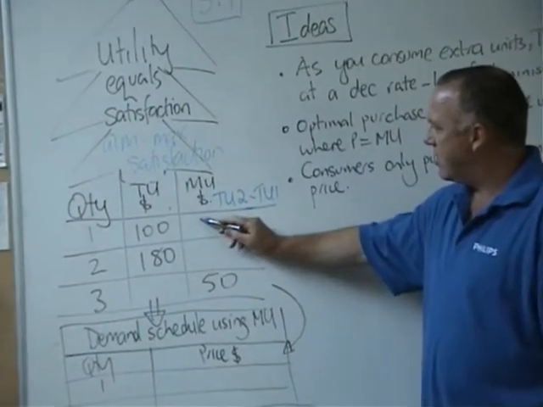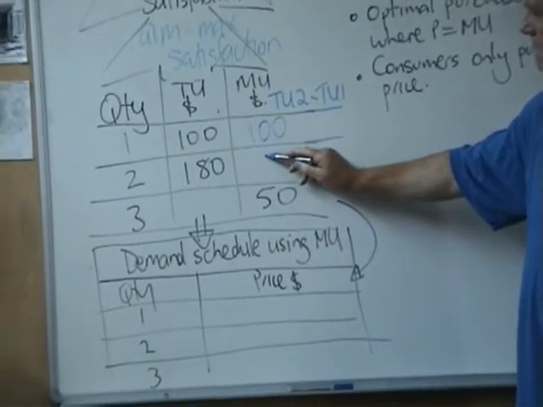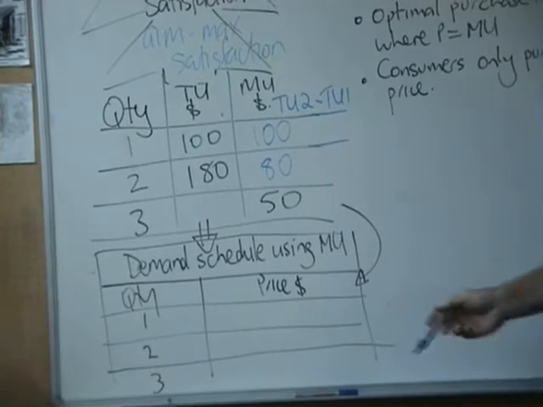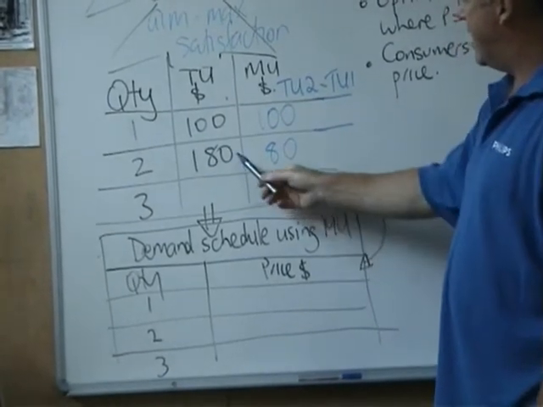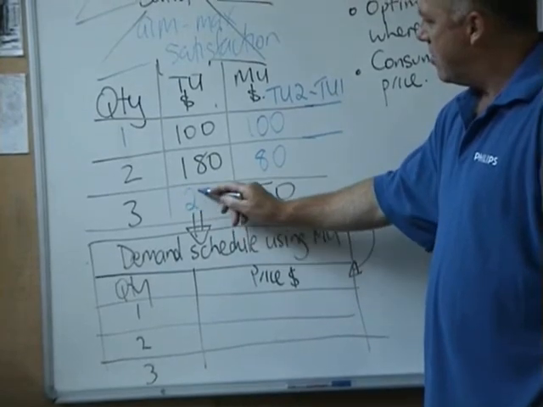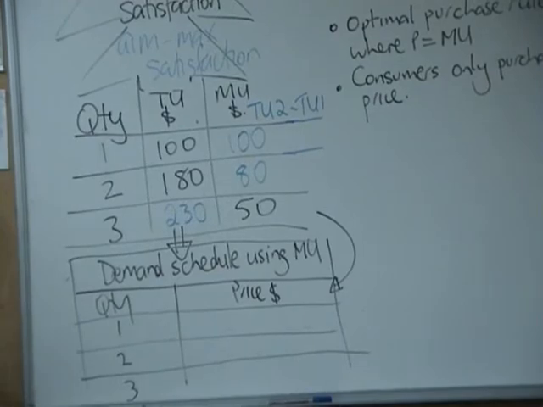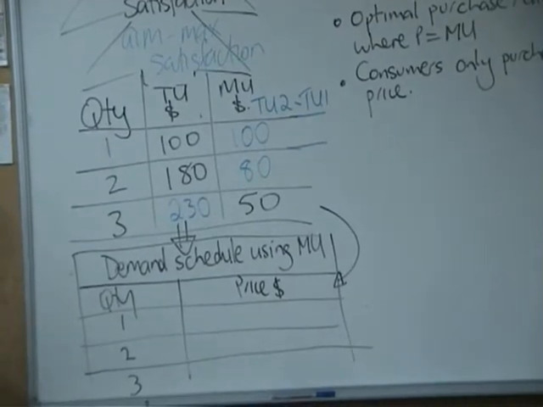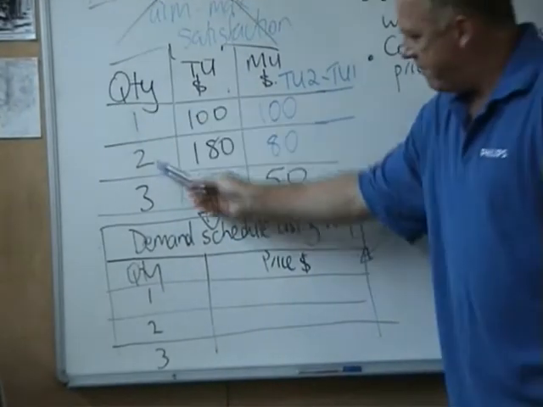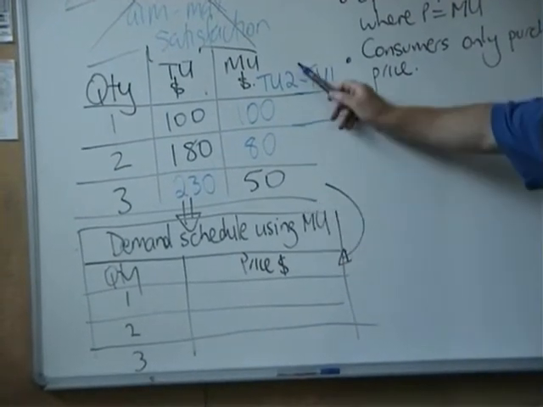So going through here, this column should have the number 100, 80, and working our way backwards here, if it's adding an extra 50 on, then the total satisfaction would be 230. We use this table to do a demand schedule using MU. The quantities stay the same, and the price is taken from the MU column.